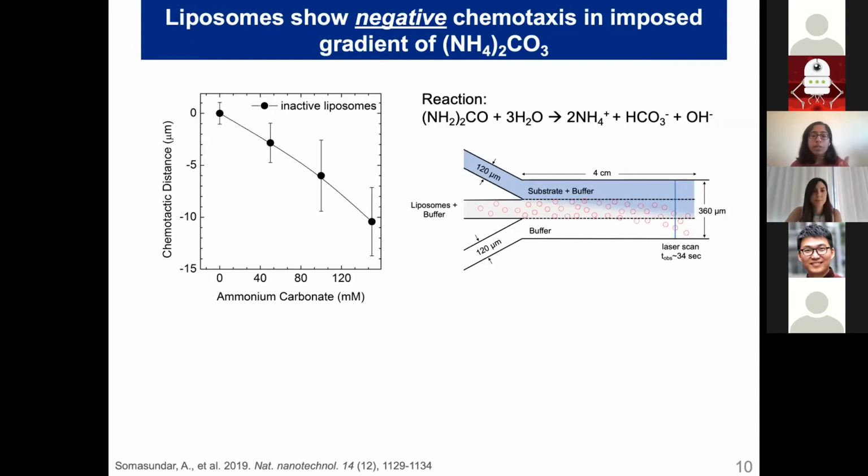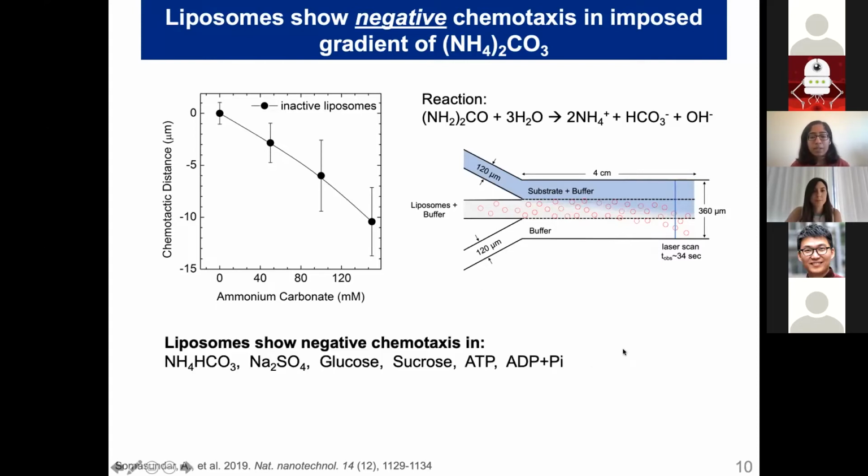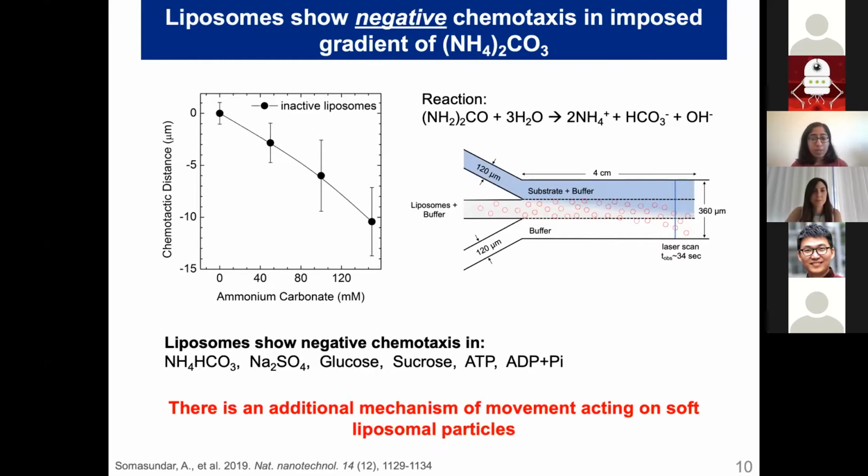Not only does ammonium carbonate make the liposomes show negative chemotaxis, we also found that there are a number of solutes that make the liposomes show negative chemotaxis. So this led us to suspect that there is an additional mechanism of movement acting on these soft liposomal particles and making them move away from high concentration of solute.